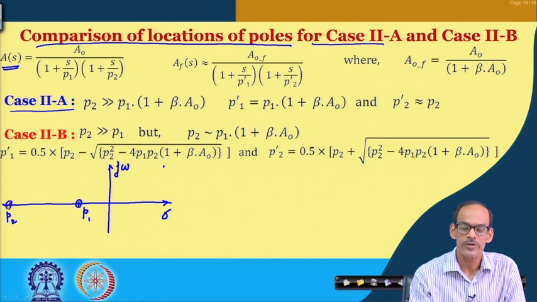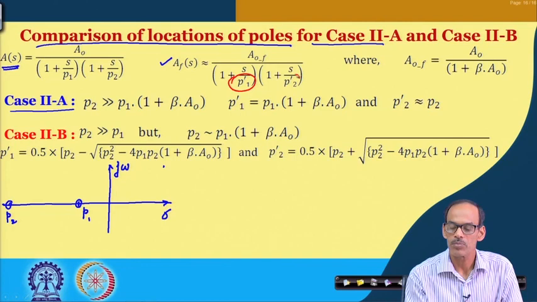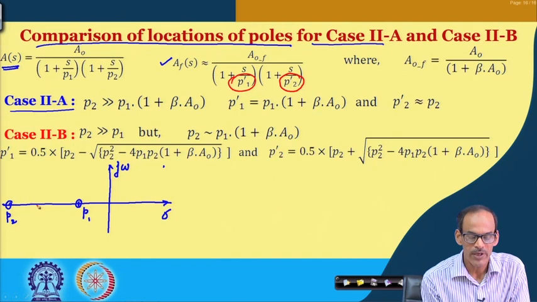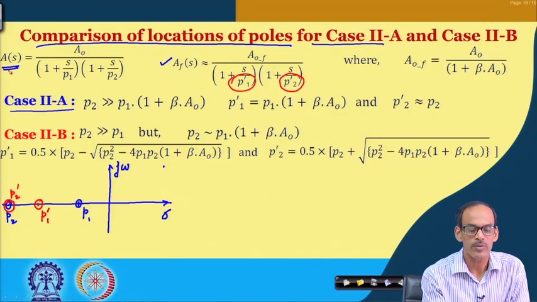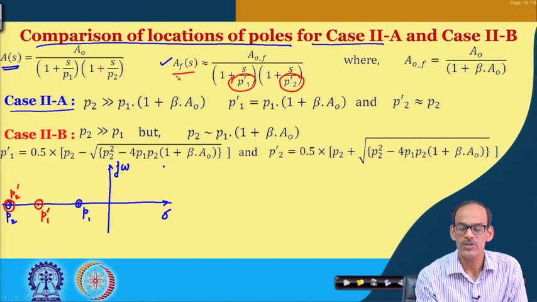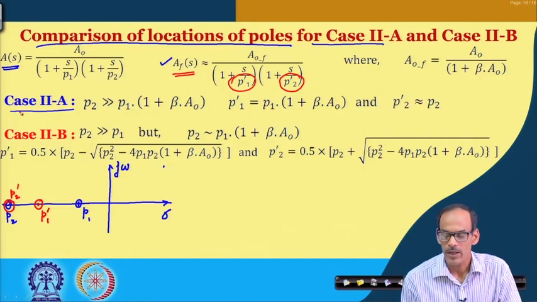Now, if I consider the corresponding AF, assuming that these two poles are really wide apart, and I try to see the location of the poles, particularly P1 dashed and P2 dashed. What we are expecting for P1 dashed is that it gets shifted to a higher frequency. P2 dashed, on the other hand, almost remains in this place. The blue color indicates the location of the poles of A, and the red color indicates the location of the poles of AF. This is the situation for case 2A.